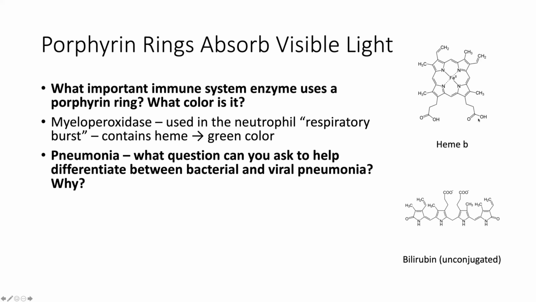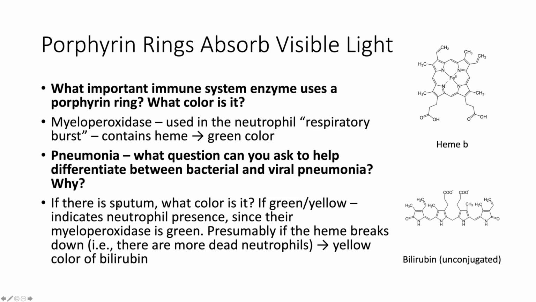But pneumonia. What question can you ask to help you differentiate between bacterial and viral pneumonia and why? Maybe you could ask them the color of their sputum. Yeah, you can. And that is actually what you're supposed to do. You say, do you cough? Is it productive? And then you ask, what color is it? So what color would make you concerned for bacterial pneumonia? Green or yellow. What color would make you less concerned for bacterial pneumonia and think more viral pneumonia? Maybe clear, like normal color. Clear. Yeah, exactly. Perfect.